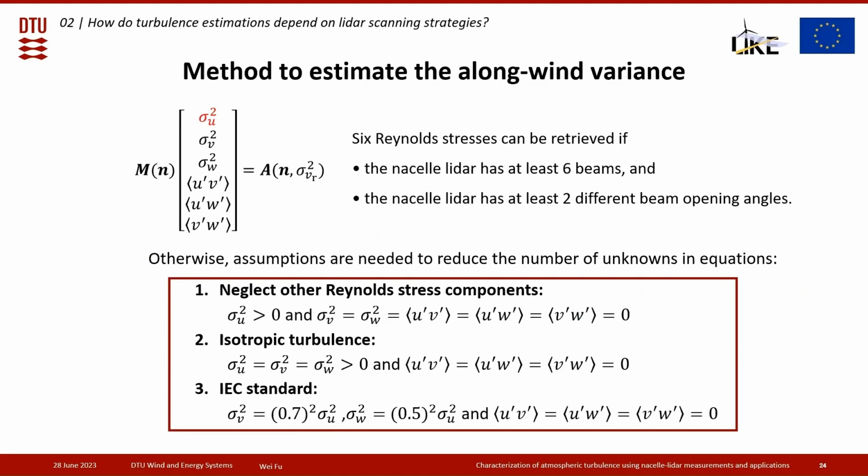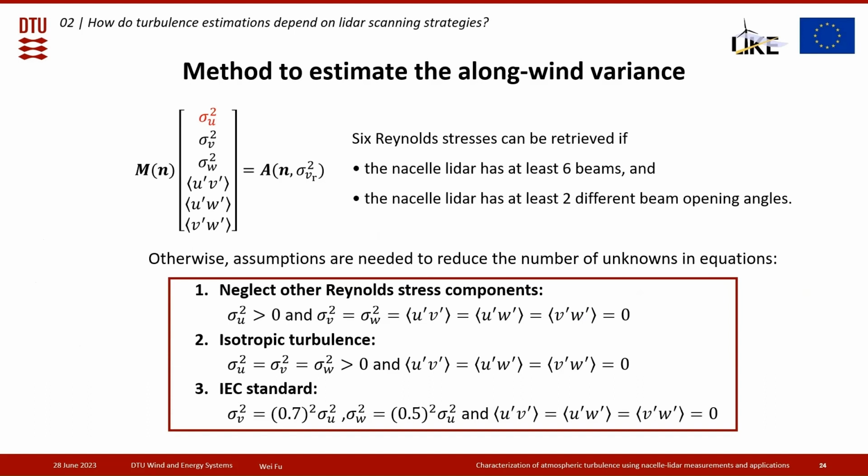When the LiDAR doesn't fulfill the requirement for the scanning configuration, but we are only interested in the U variance because we want to assess the load or the power, then we can use some assumptions to reduce the number of unknowns in those 6 equations.